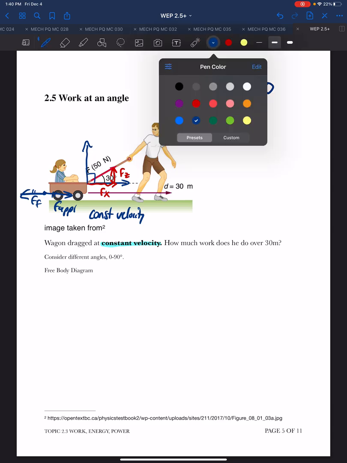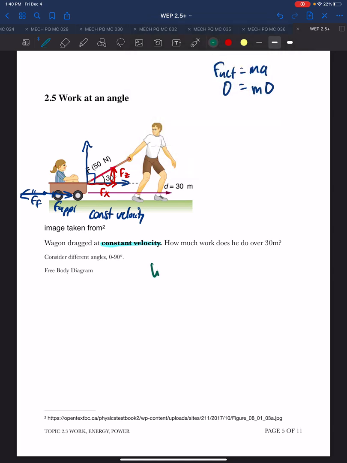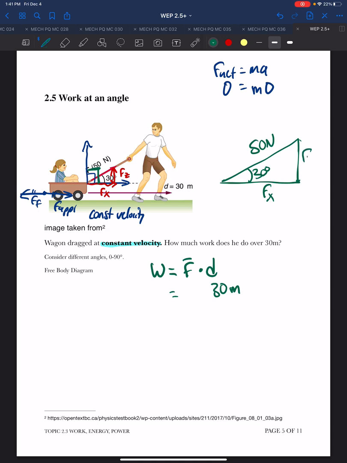Well, the work is equal to the average force times the distance. We know the distance is 30 meters. The force, if it were 90 degrees, would be 0. None of that force would be moving it to the right. And if we bring it down to 0 degrees, all of that force would be pulling it to the right. So in our triangle, we know that the hypotenuse is 50 newtons. We have a 30-degree angle. We have Fx and Fz, with this being a right angle.